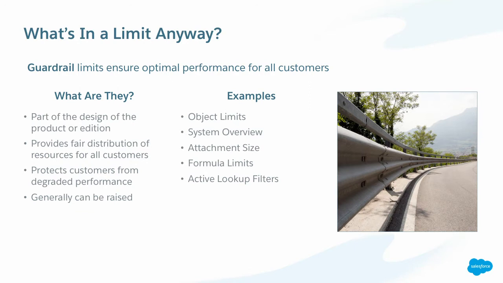It's something that ensures that we are providing a fair allocation of resources to all of our customers. It's ensuring that you, as a customer, are not experiencing degraded performance due to someone else unfairly utilizing the system. And generally, these are things that can be raised. So if we look at some examples here, we can look at object limits, attachment sizes, number of formulas, the number of lookups that you have available to you. These are all things that generally we can scale up based on your package.